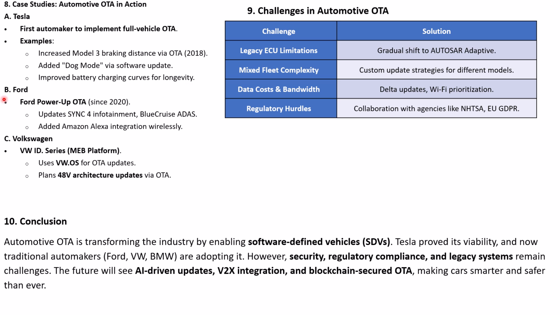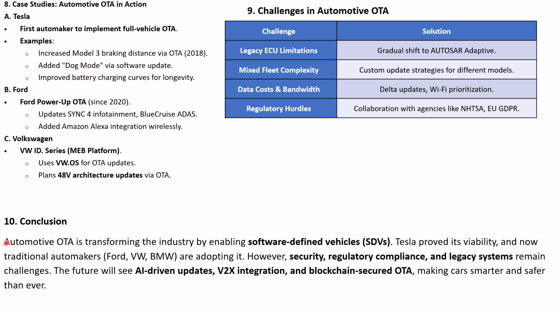So, coming to Ford, the most famous example is Ford Power Up OTA. It updates Sync 4 infotainment and Blue Cruise ADAS. This Blue Cruise is an ADAS feature used by Ford, like Highway Pilot in Tesla. And it also added Amazon Alexa integration wirelessly. So coming to the Volkswagen ID series, MEB platform, it uses VW operating system for the OTA updates, and it also plans 48-volt architecture updates via OTA.